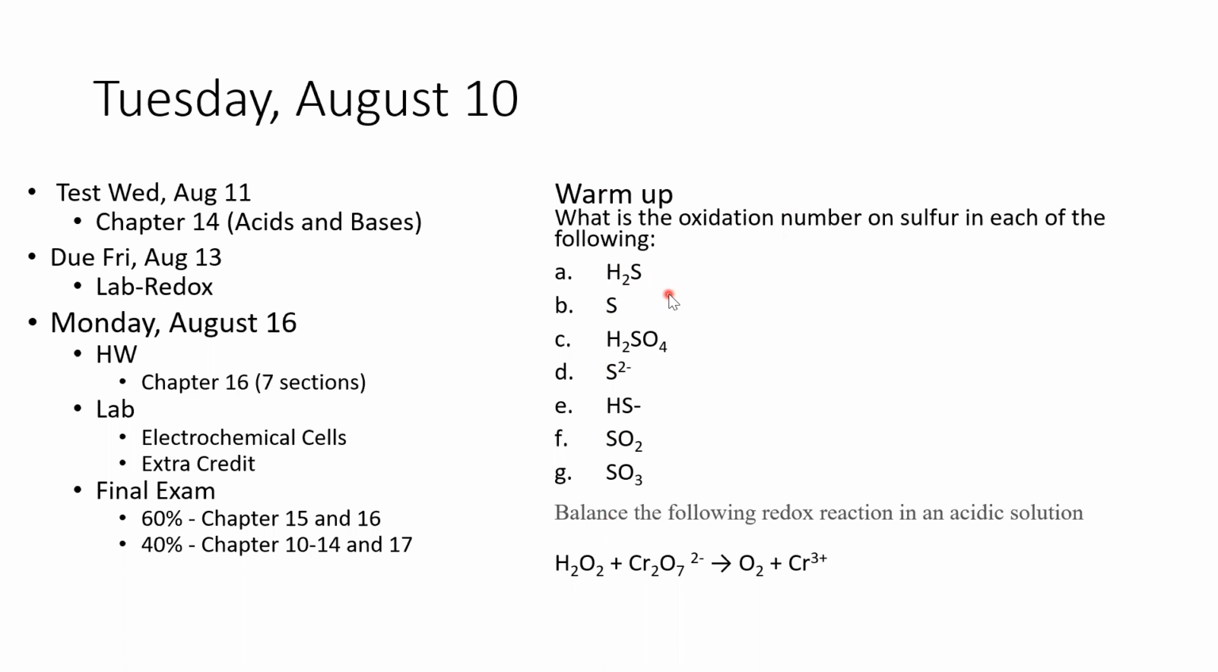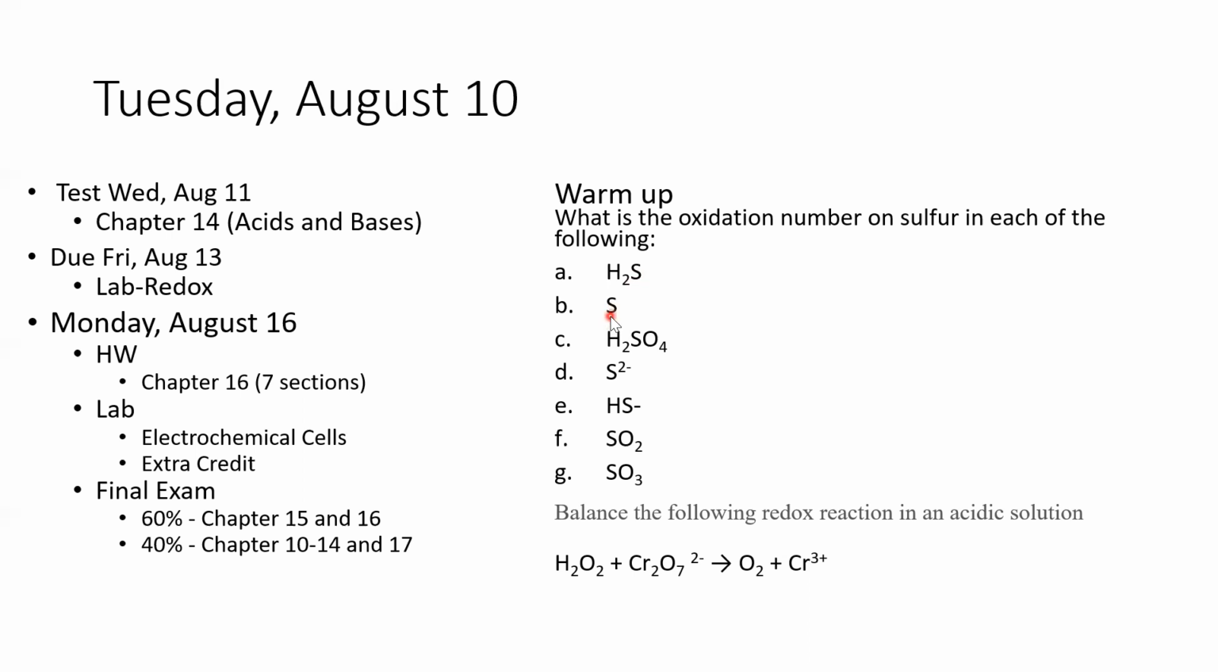So in the chat, for A, what would the oxidation state on sulfur be? Make sure you put a sign in there too. What would the oxidation state on sulfur be in H2S? -2. Good. We know that hydrogen is a +1, so +1 times 2 gives us a +2. We know the sum of the oxidation states has to be 0, so sulfur is going to be a -2 for its oxidation number.